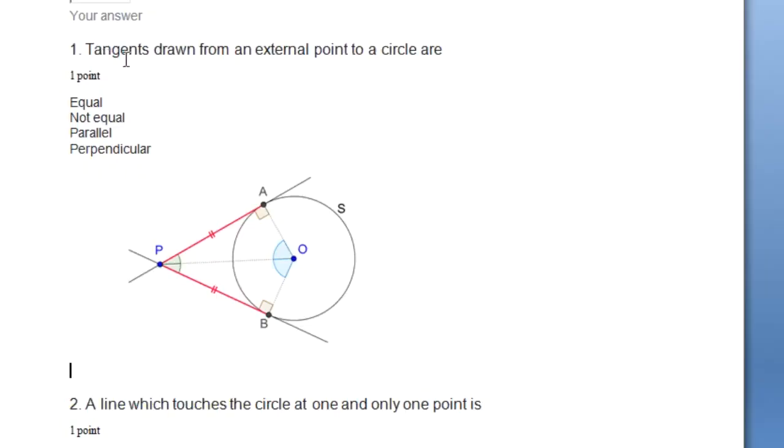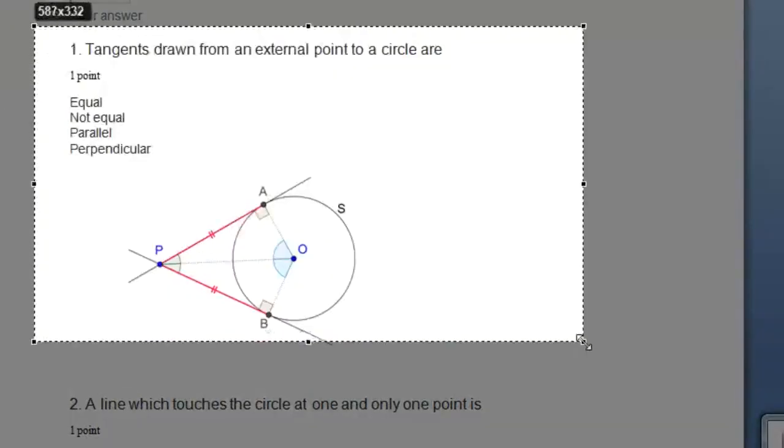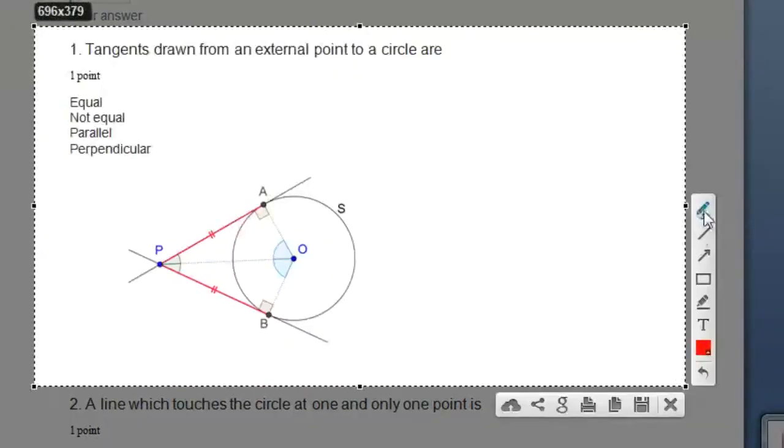The tangents drawn from external point of a circle are, so there are four options given here: equal, not equal, parallel and perpendicular. So this is the theorem in the textbook. I'm not going to explain the theorem in detail. I will just show using the diagram. So there are two triangles. PAO is one triangle and POB is another triangle.